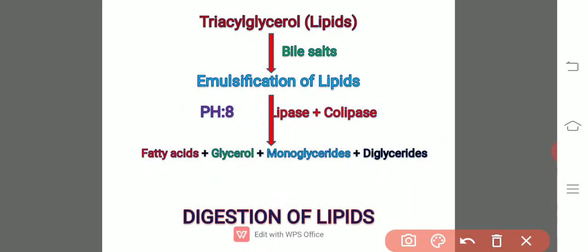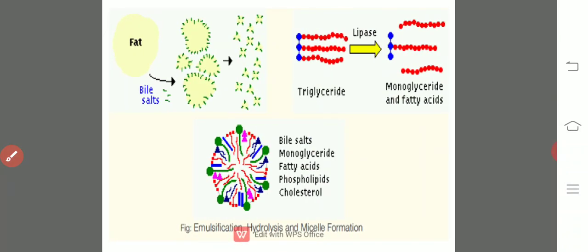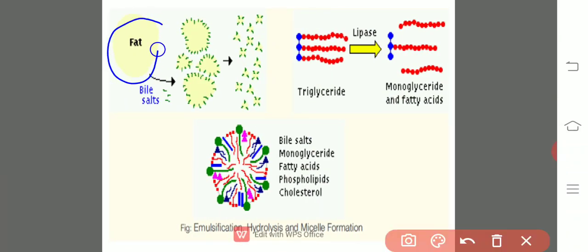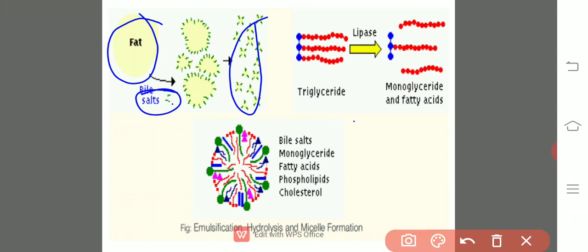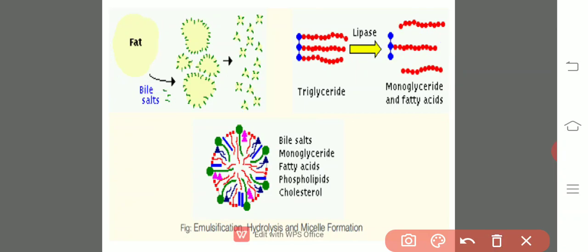And thereby, if you see here, there is a large fat molecule with the mix of the bile salts. There will be a formation of oil droplet-like structures which are known as the emulsified lipids, and generally these are the triacylglycerols or triglycerides. Due to the cutting of the first bond and third bond, we have free fatty acids and monoglyceride, okay. They are readily digested in the small intestine, right?